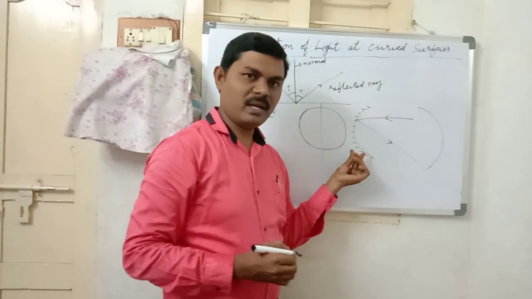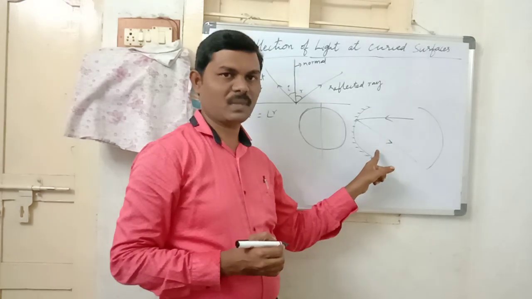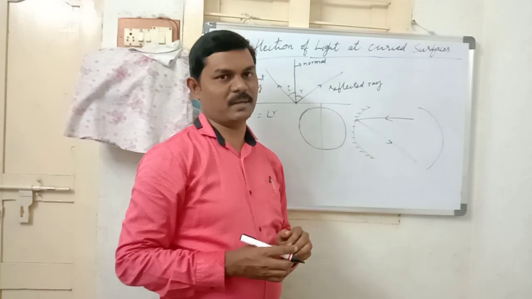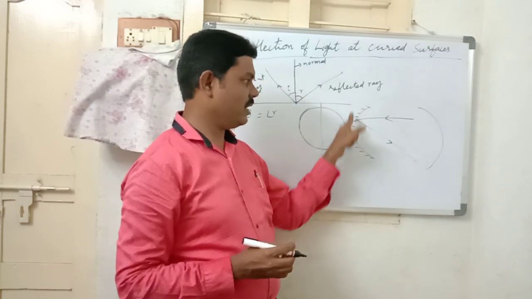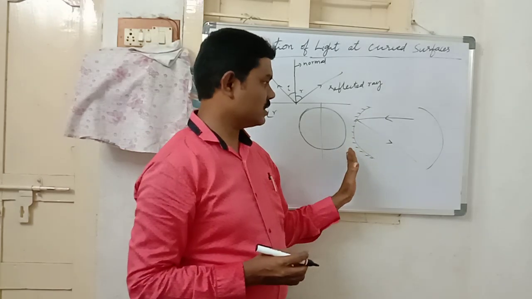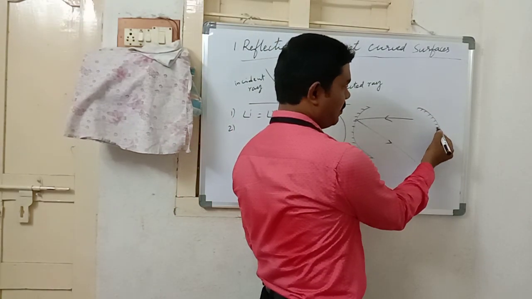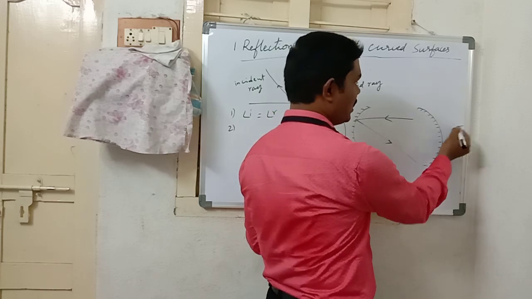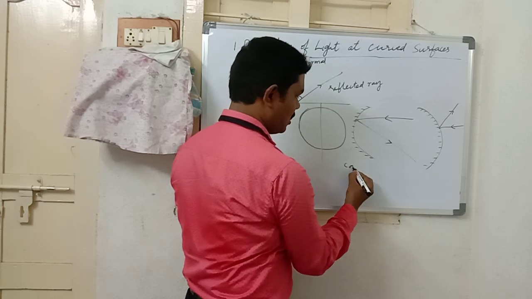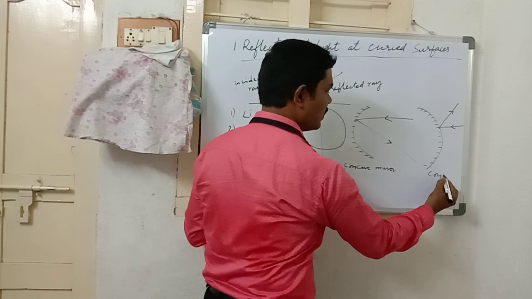A mirror which has the reflecting part curved inward, or the inward part as the reflecting part, is called a concave mirror. Here the outward part is the painted part, or silver paint coated part. This type of mirror is called a concave mirror. Suppose the inward part is the painted part and the outward part is the reflecting part, then that is called a convex mirror. So this is a concave mirror and this is a convex mirror.